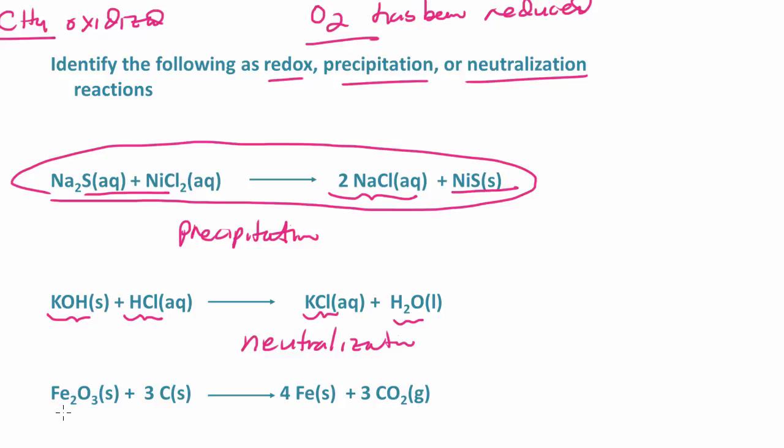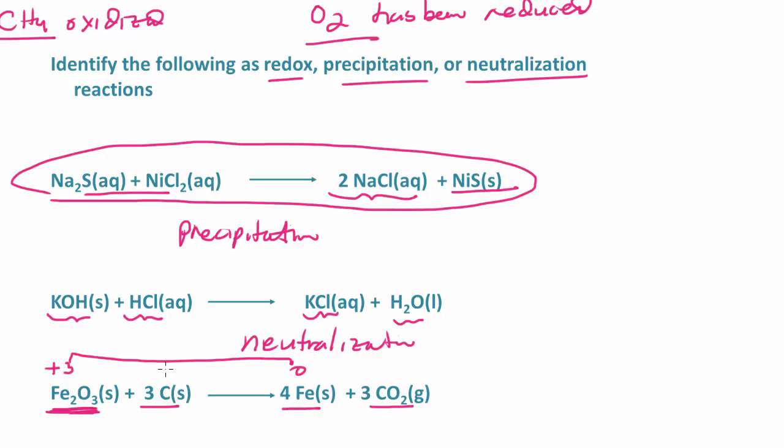And then this one here, we have iron 3 oxide, we have solid carbon. Here we have solid iron and carbon dioxide. Anytime I see something in elemental state on one side of the equation, then I'm pretty sure it's a redox. But here I know it is. Here I have iron 3 oxide. Iron has a +3 oxidation number. Here it has 0. So in this case, we've gone from +3 to 0, a decrease. So the iron 3 oxide has been reduced.